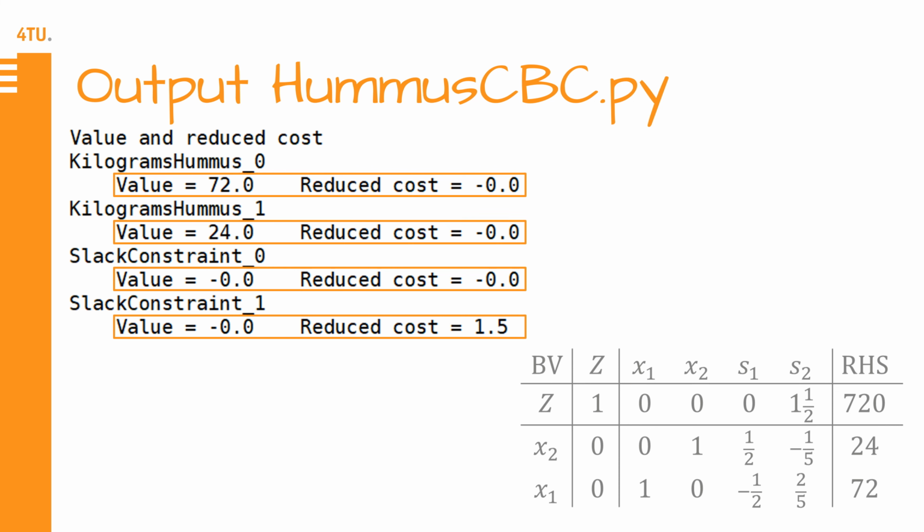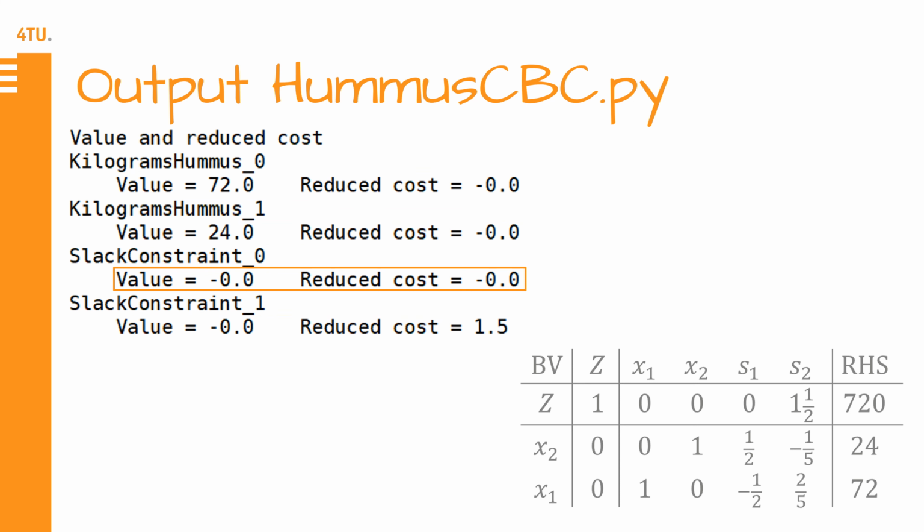When both the value and reduced cost of a decision or slack variable are 0, this indicates that there are multiple optimal solutions. For the humus problem, this is the case for the value and reduced cost of the slack variable of the first constraint, which means that we can increase the value of s1 without any costs, which will lead to another solution with the same objective function value.